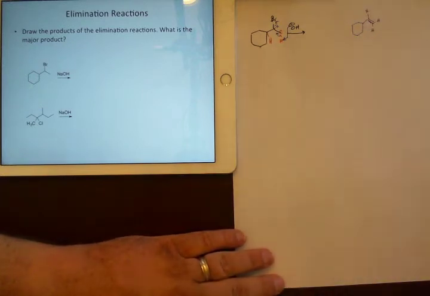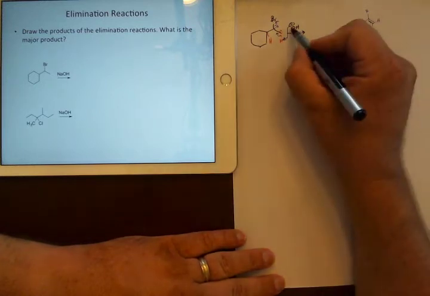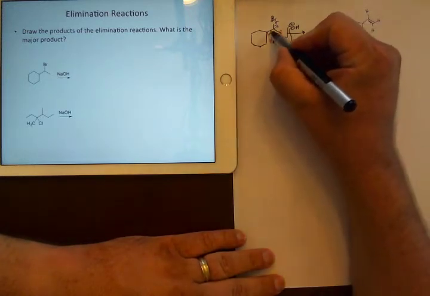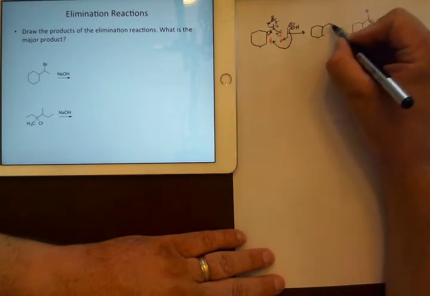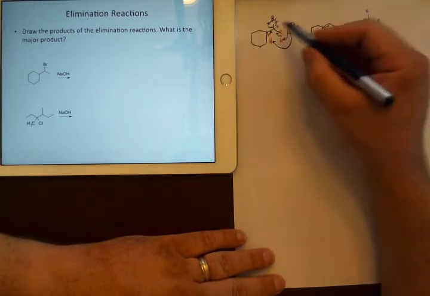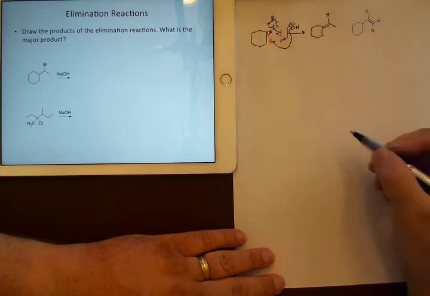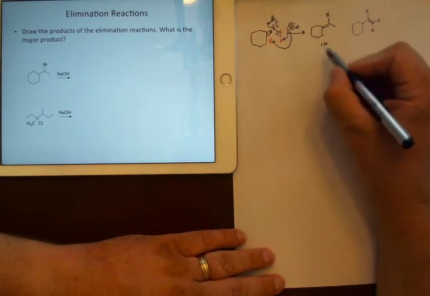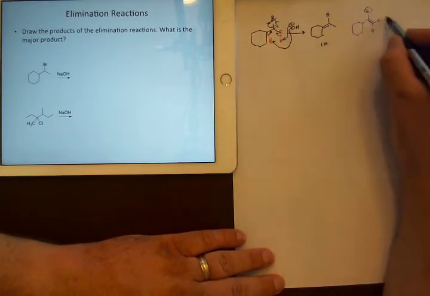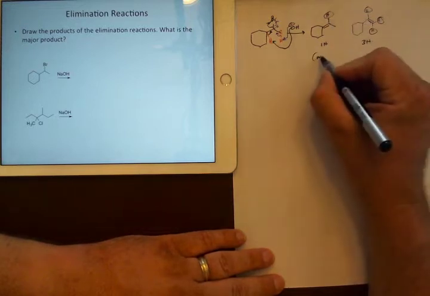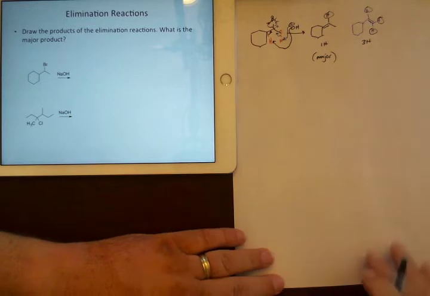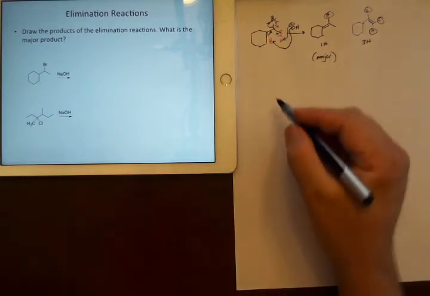If instead you were to come in here and grab this, collapse, kick away, you would make this product. And so this one would have the hydrogen there. So this has one hydrogen, this has 3 directly on it. So this would be the major.